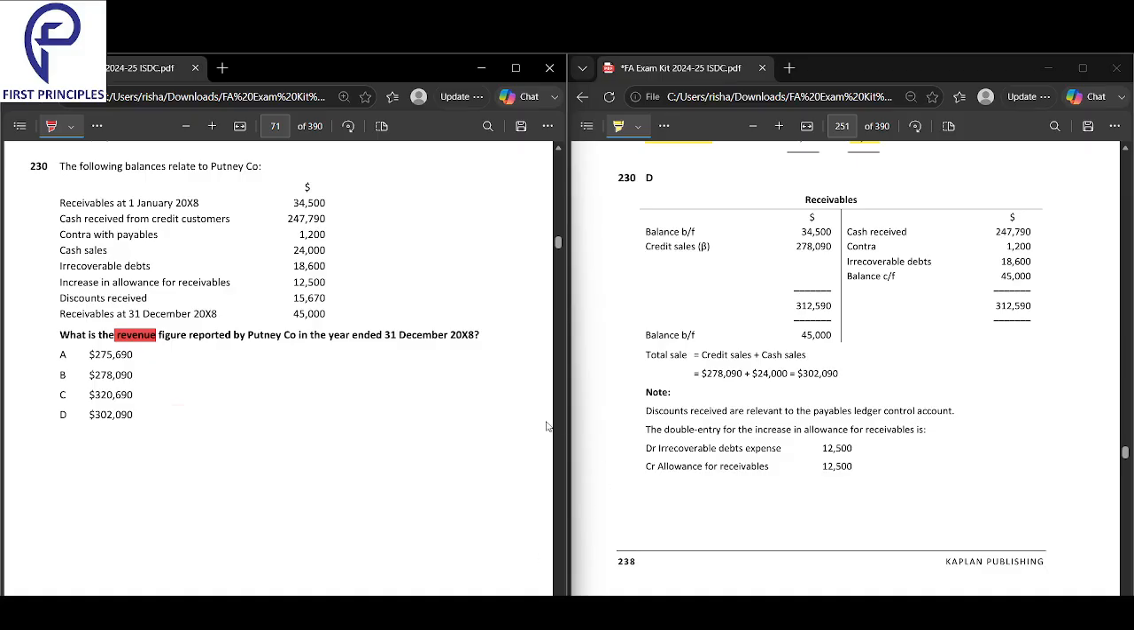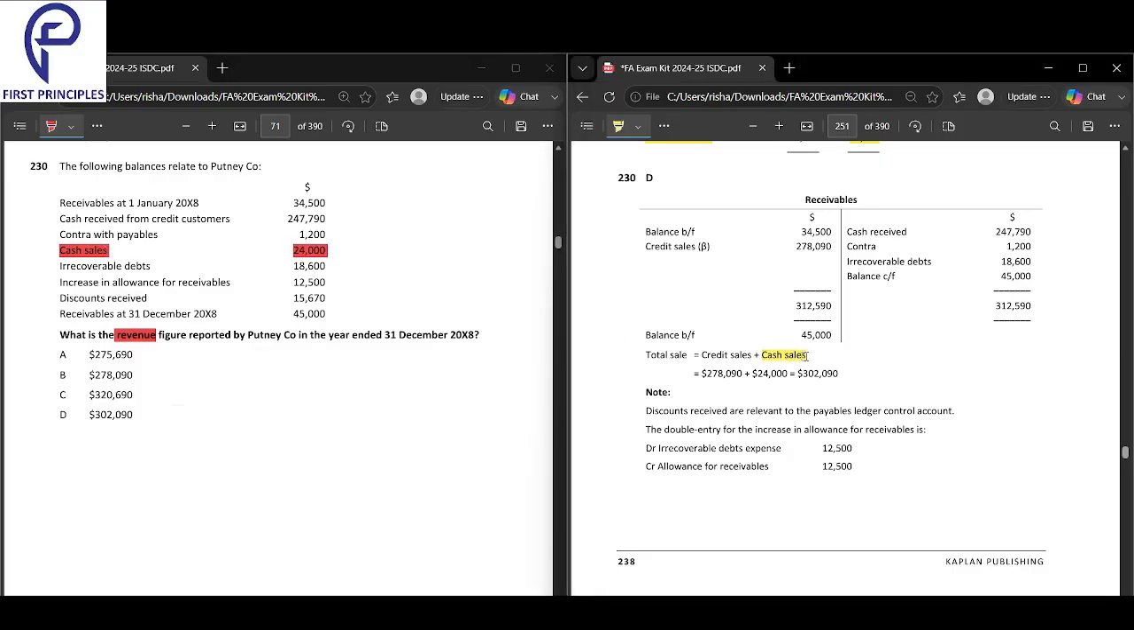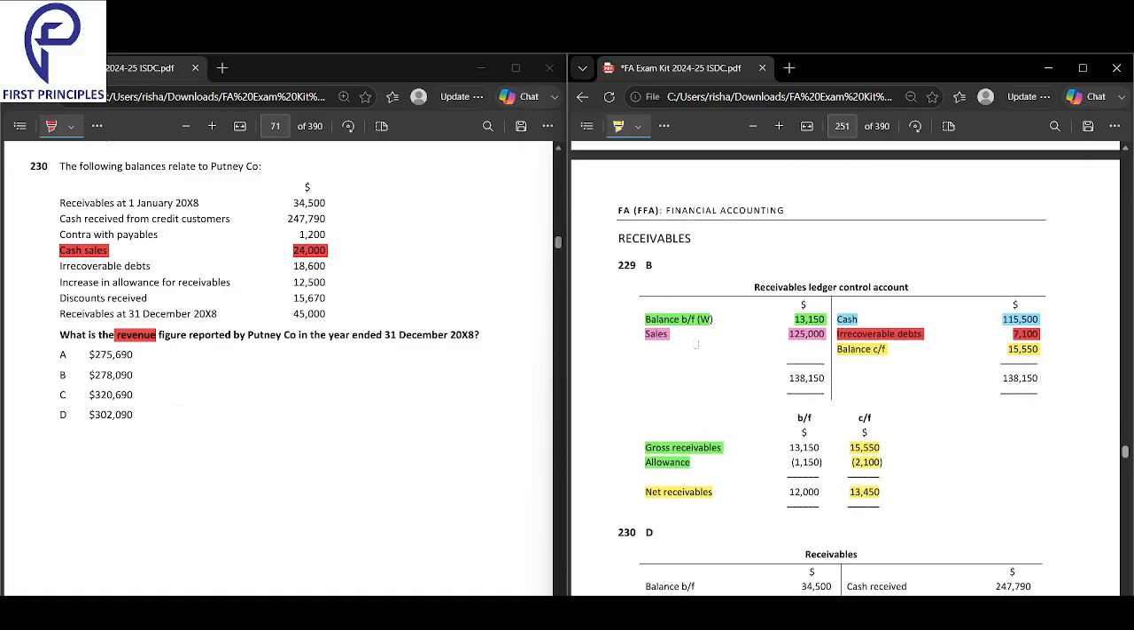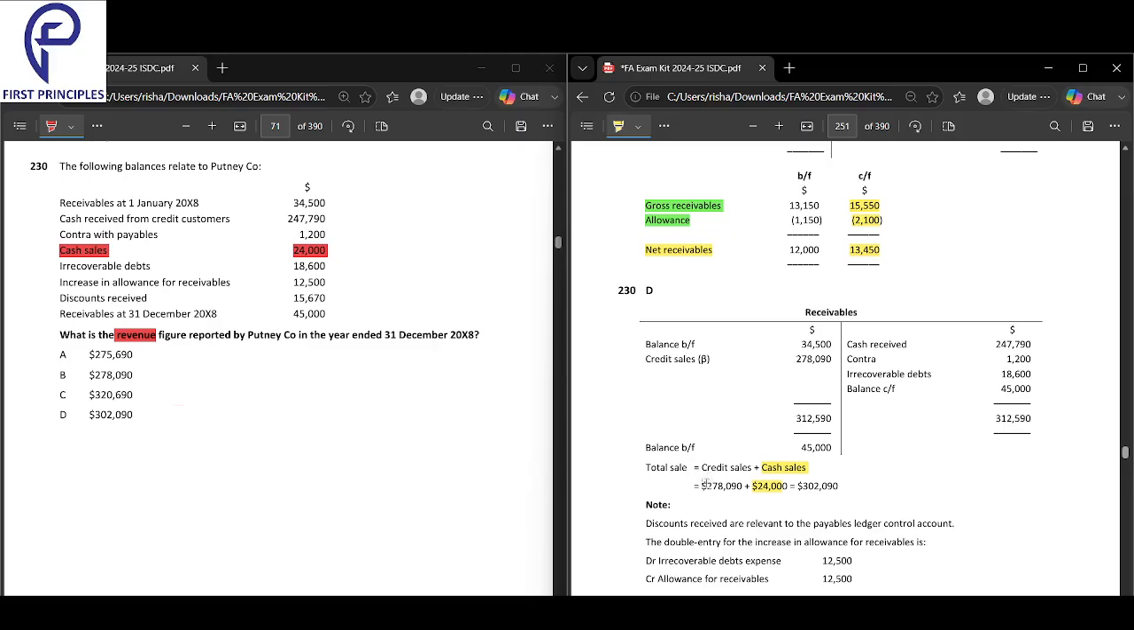If you see here, cash sales is given in the question. And even in the answer, cash sales is already taken away here. You have to just find the credit sales. The same T account we had done in the previous sum. We had got credit sales here, so here we'll have everything else except credit sales. We'll get the credit sales using this T account and then we'll add the two and we'll get our answer.